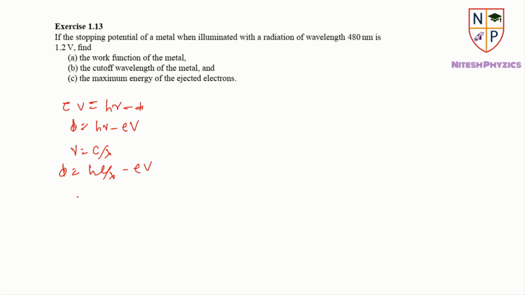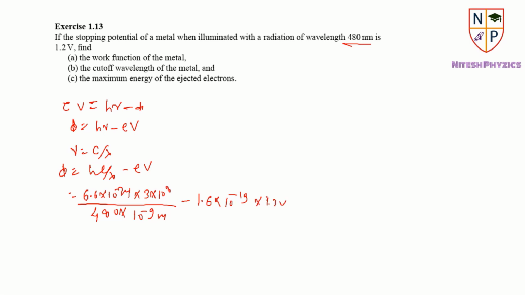Now putting in all values: h is equal to 6.6 into 10 to the power minus 34 joule second. The value of c is 3 into 10 to the power 8 meter per second, and the given lambda is 480 nanometer, that means 480 into 10 to the power minus 9 meter. Now the value of e is 1.6 into 10 to the power minus 19, and the value of V is 1.24. Right.